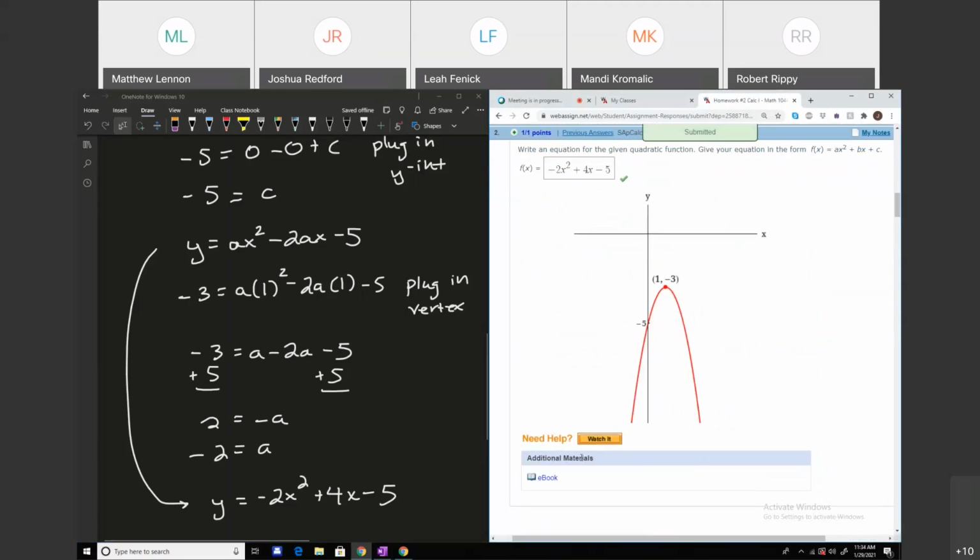Okay, so that's how we get it. We just use the vertex formula, and we don't have to worry about anything else. It's a little bit tricky in the order to plug in the points, though. So does anyone have any questions on that one now that we've finished it?